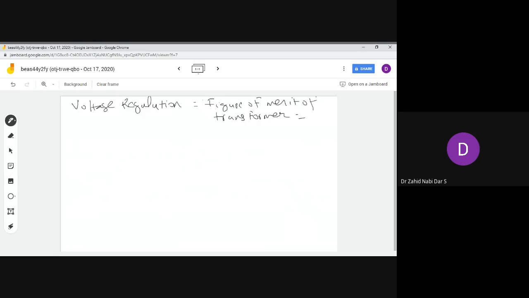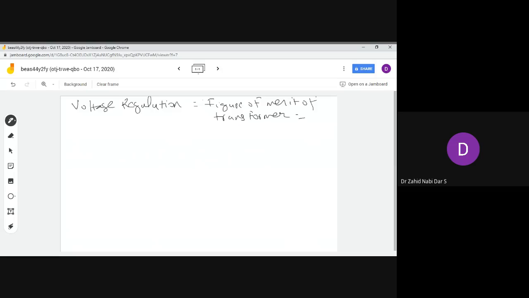In a transformer, what we do is that we load the transformer. We can load the transformer by putting some load on it, till it reaches full load. When we talk about the load in the case of a transformer, in the very first classes I told you that load also means current.